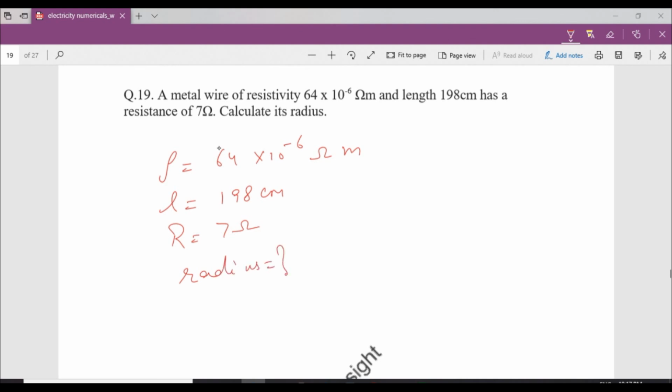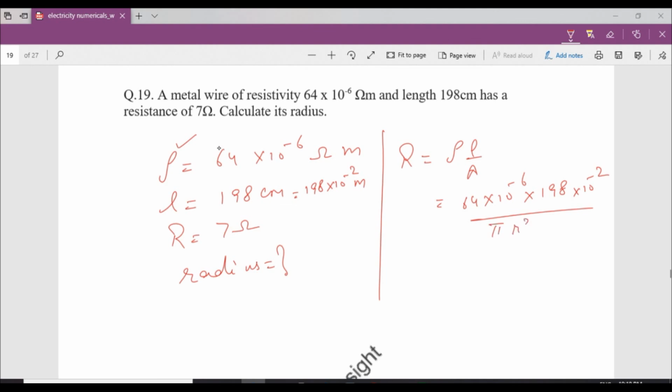Okay, so what is the relation of radius that is associated with resistivity? Rho L upon A. So resistivity is 64 into 10 raised to power minus 6, length is 198 in centimeters, so evaluate it in meters: 198 into 10 raised to power minus 2. Area is again pi r square. So 64 into 10 raised to power minus 6 minus 2, that is minus 8.